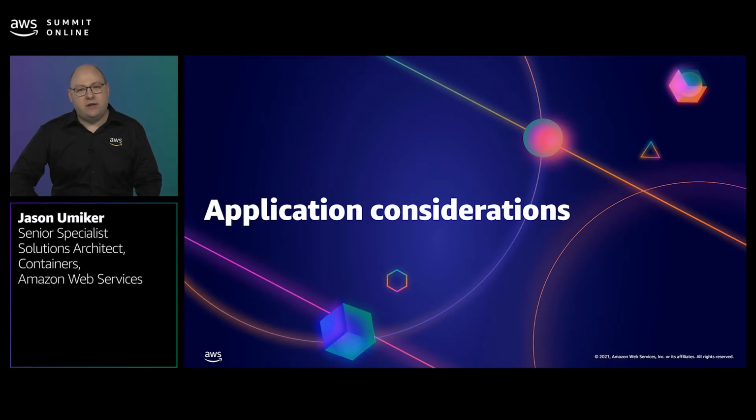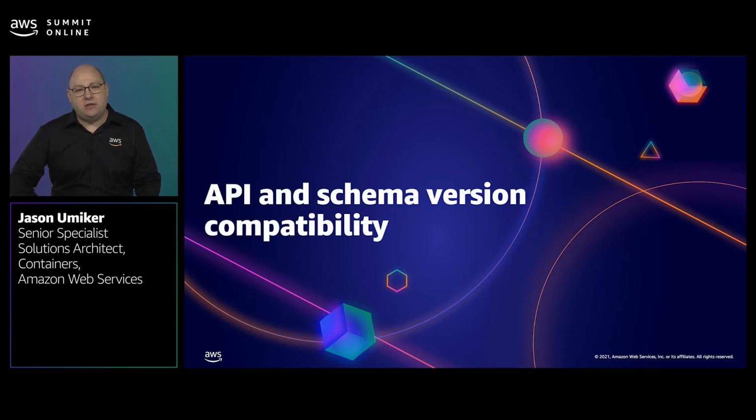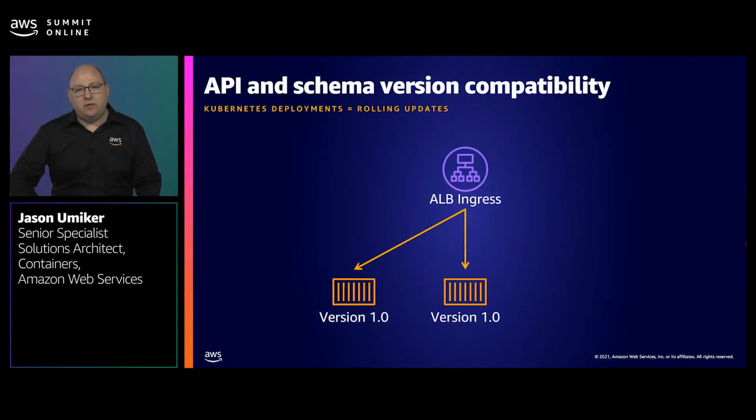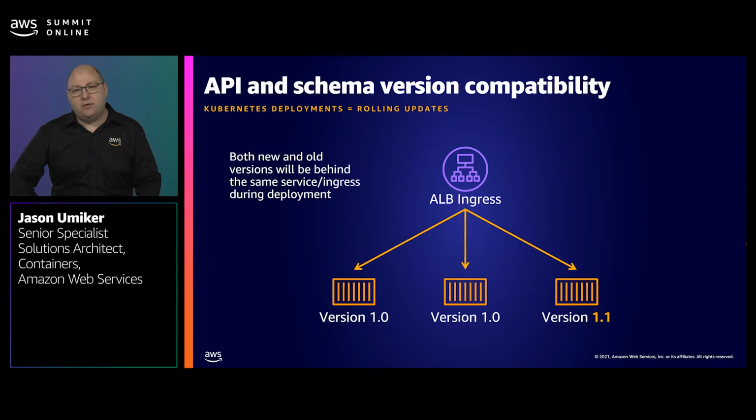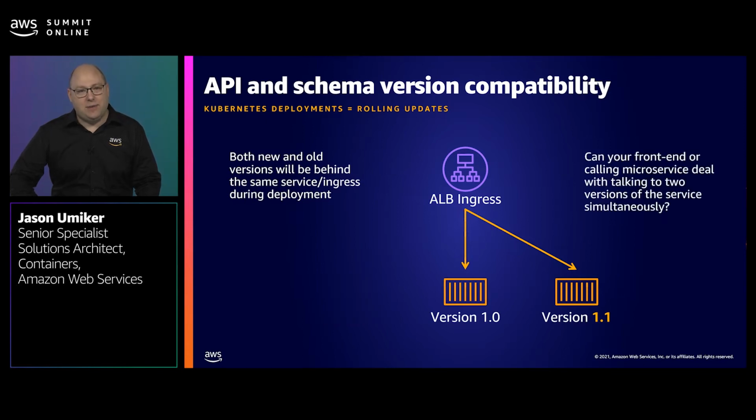So, what are our considerations with application deployments on Kubernetes? Firstly, there are the challenges of API and schema versioning and compatibility. The most common way to deploy new versions of your application to Kubernetes is using a Kubernetes deployment. What you may not realize is that doing a deployment means that you're doing a rolling upgrade. This means that both the old version and the new version are behind the same load balancer at the same time, and the requests from the same client could be going back and forth between those two versions during that process. Can your clients and/or your service deal with this behavior?